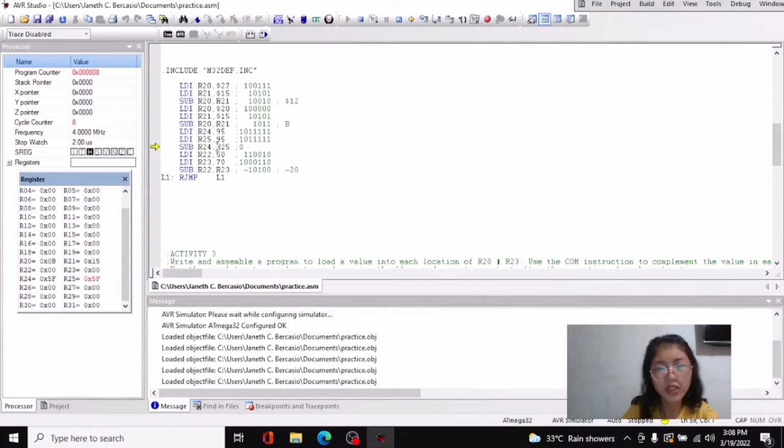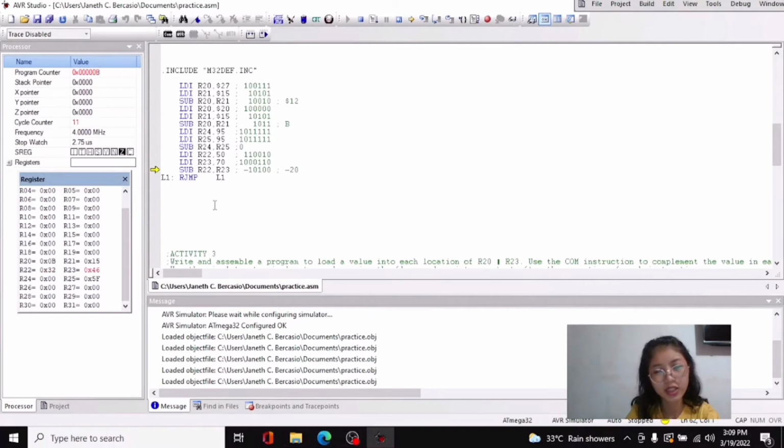And then subtracting R24 and R25. So just looking at the same number, of course, it will be 0. Okay, so our Z flag is activated since the resultant is 0. And then we proceed to the next line. We load decimal 50 to R22, and it was changed into its hex equivalent. And we load 70. Now let us load 70 to R23, which is 46 in hex.